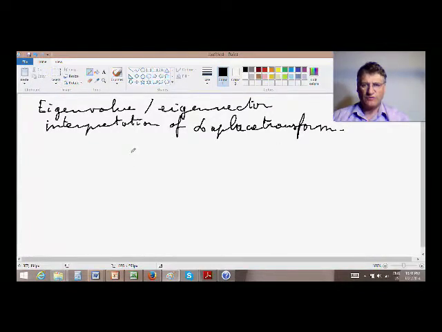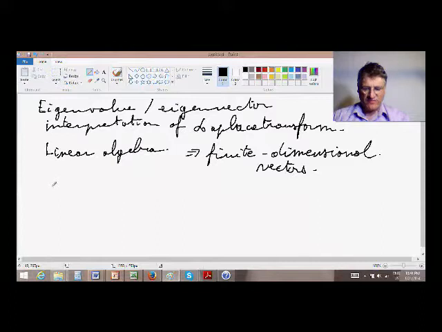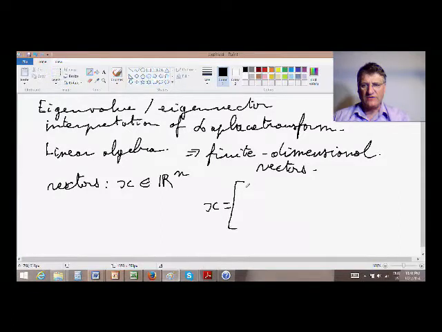So, what I need to do is remind you about a few facts from linear algebra. Linear algebra is mostly concerned with finite dimensional vectors. We will be seeing what the equivalent of that is for functions. Second, in linear algebra, we have objects such as vectors, like x in Rn, and the vector is made of n entries, x1 ranging through xn.